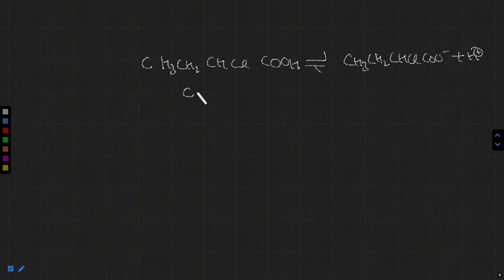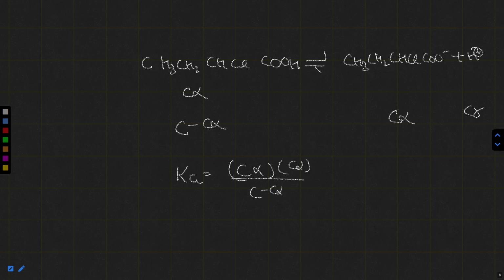So initially we have C, after time t it will be C minus Cα, and this will be Cα, because one equivalent of this will produce one equivalent of this and one equivalent of this. So since Cα has been consumed, Cα will be produced here also. So if you write K for this, then it would be Cα into Cα divided by C minus Cα.